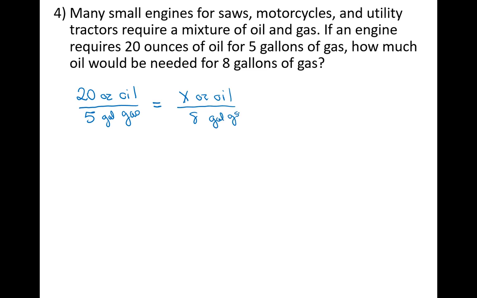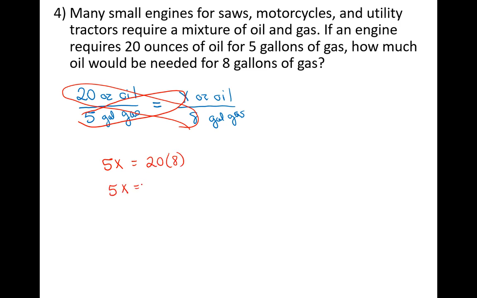Now you don't have to really worry about the labels. We can cross multiply. When I cross multiply here, I'm going to have 5 times x, and that's going to equal 20 times 8. So 5x equals 160. When I divide that by 5, I get 32. So divide by 5, x equals 32. What is x? 32 ounces of oil.